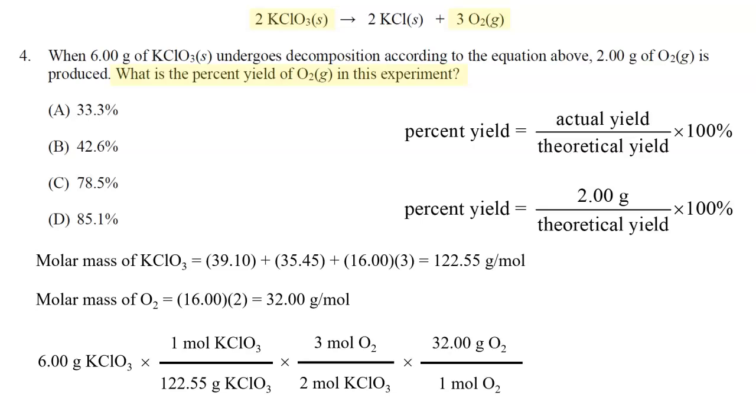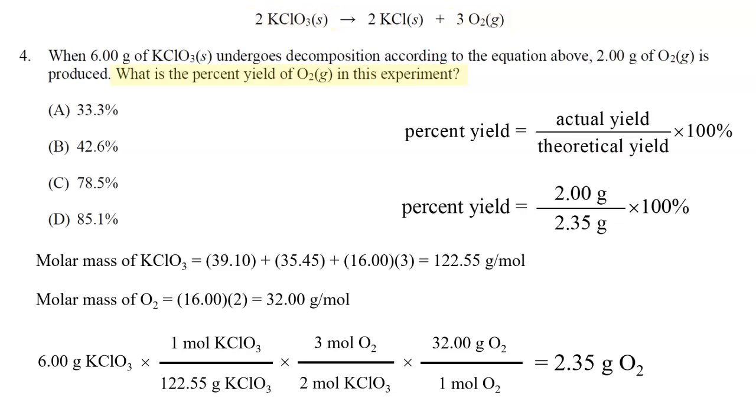So now we pick up our calculator and we do 6 divided by 122.55 times 3 divided by 2 times 32. And this will give us the theoretical yield of O2 that should be produced in this experiment. And so that works out to be 2.35 grams of O2. That is our theoretical yield. Now what we have to do is pick up our calculator and do 2 divided by 2.35 times 100. And we get a value of 85.1% yield. So the correct answer to question 4 is choice D.